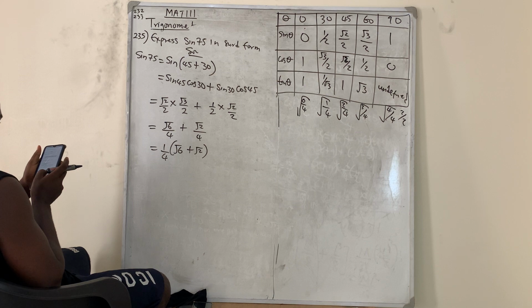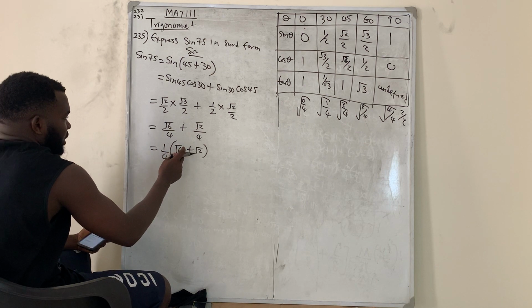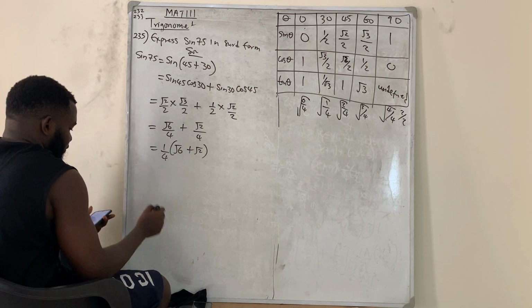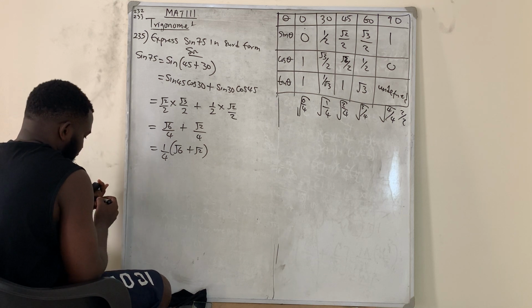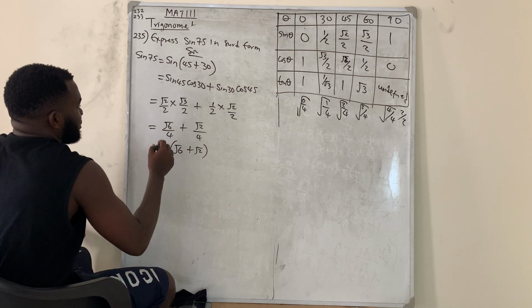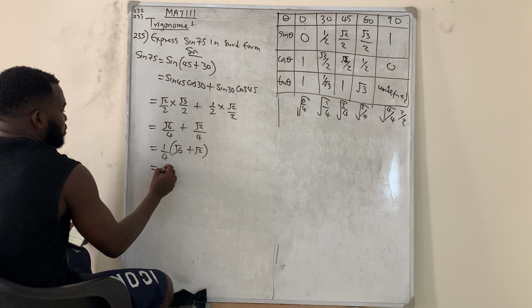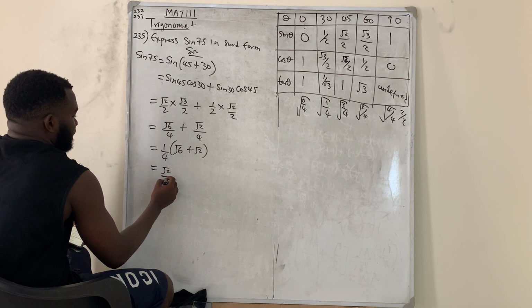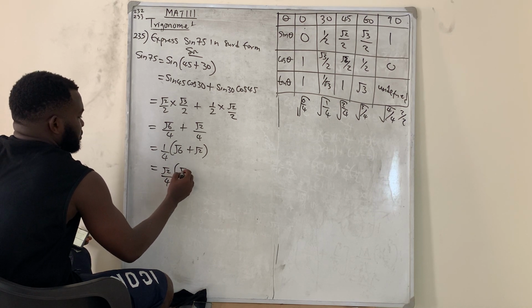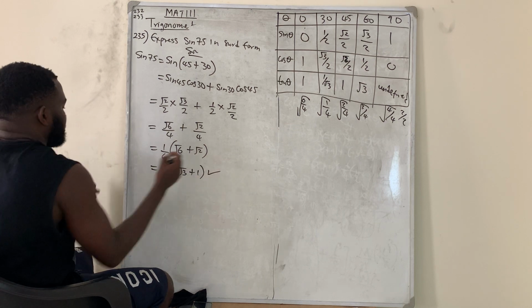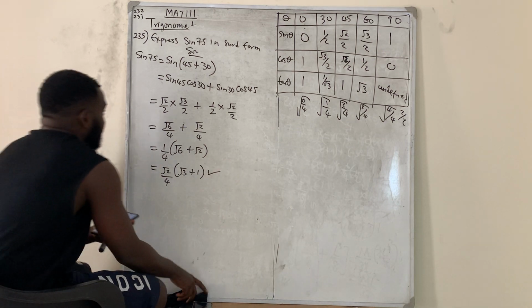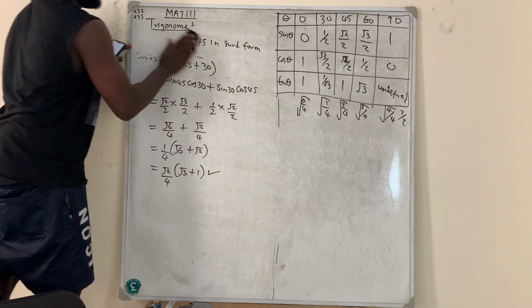It depends on what you have in the option. That is what will tell you what to do. Okay, they decided to bring out root 2. If you bring out root 2 over 4, I'll be left inside there with root 3 plus 1. So this is the answer in the option. So we move to the next question.